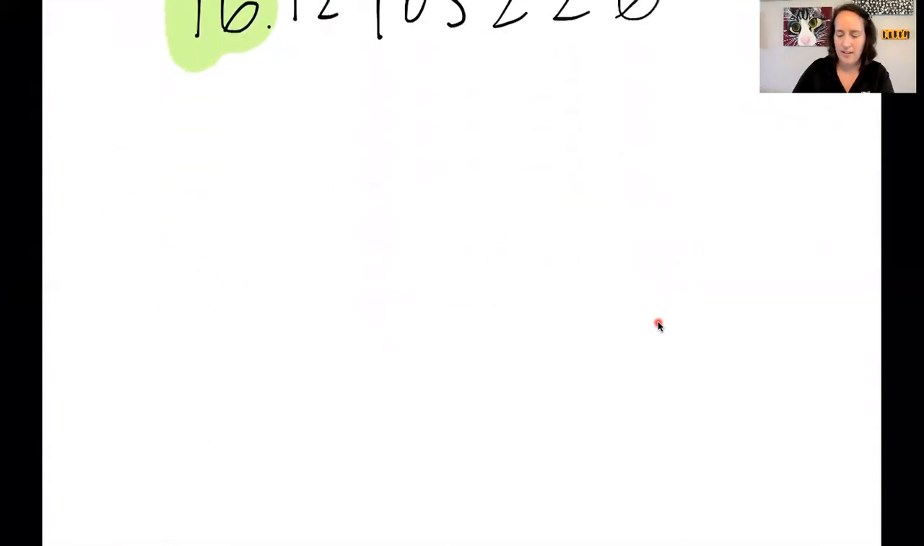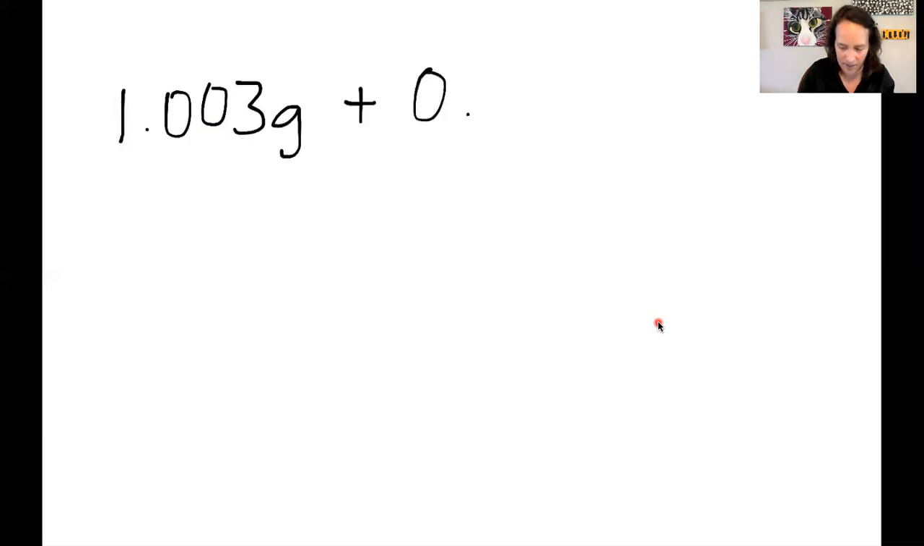Okay, let's work another example. Next up is 1.003 grams plus 0.01 gram. Okay.